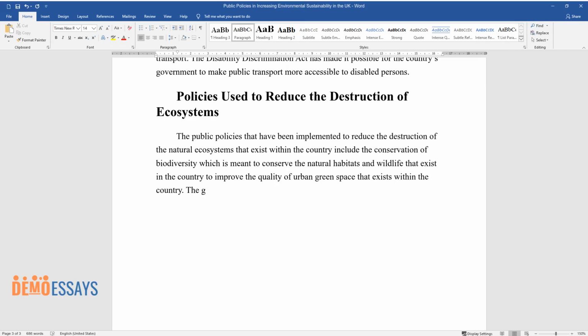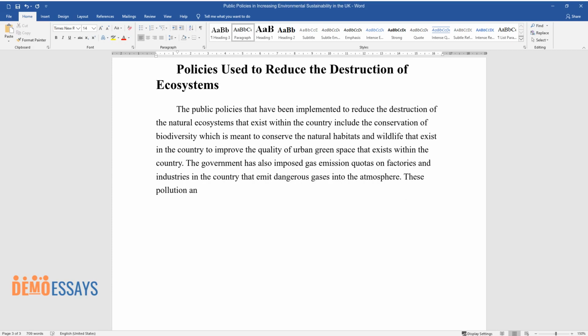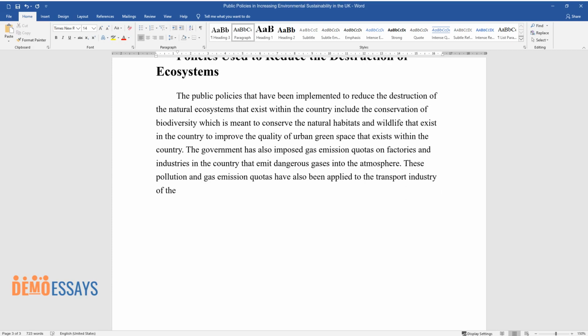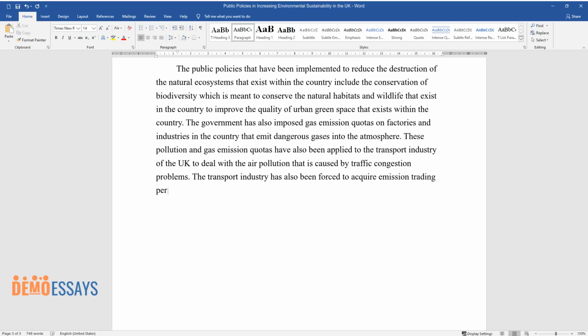The government has also imposed gas emission quotas on factories and industries in the country that emit dangerous gases into the atmosphere. These pollution and gas emission quotas have also been applied to the transport industry of the UK to deal with the air pollution that is caused by traffic congestion problems. The transport industry has also been forced to acquire emission trading permits, where certain levels of emissions and harmful substances can be released into the atmosphere.